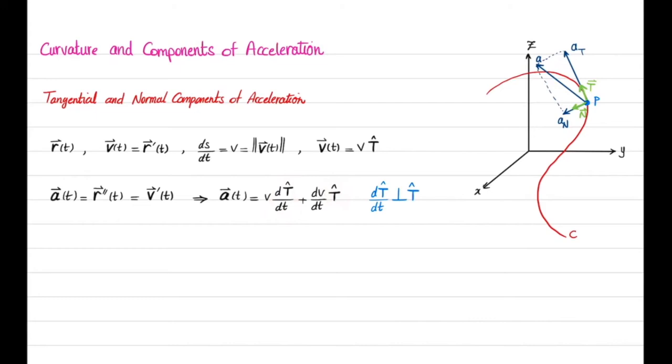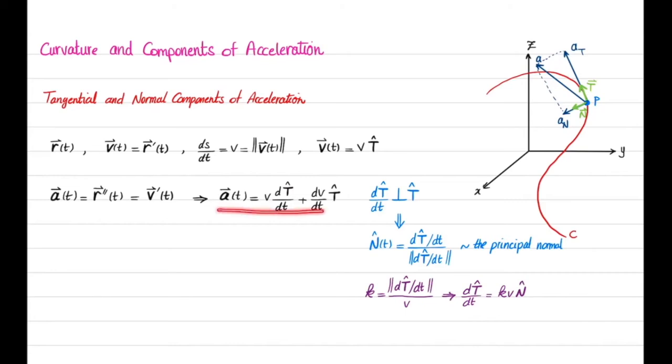So now we can form a unit normal vector by finding the unit vector in the direction of this vector. So this will be a unit normal vector, and we call it the principal normal. Using the definition of the curvature, we can find the vector dT/dt. So now we can go back to this equation and write the acceleration vector. So this term is the normal component, and this term is the tangent component.